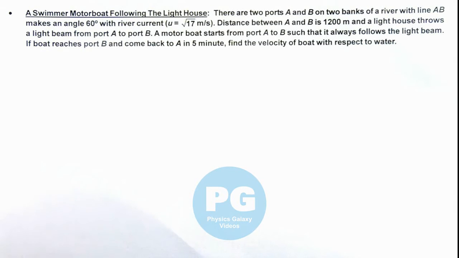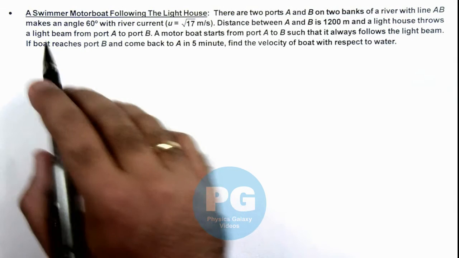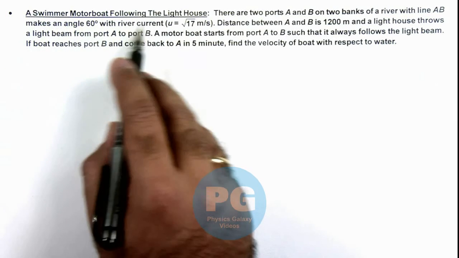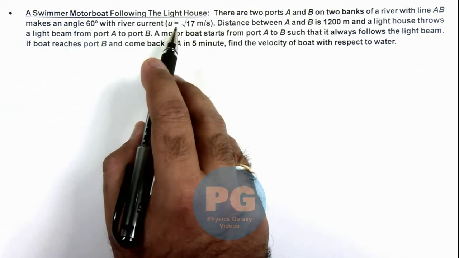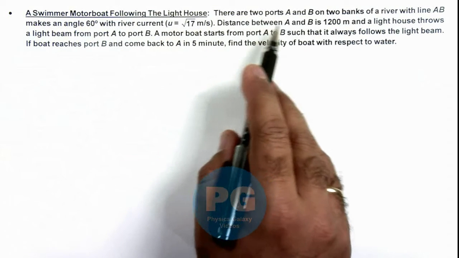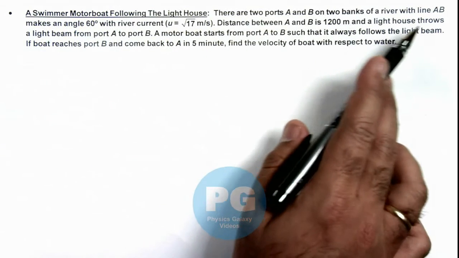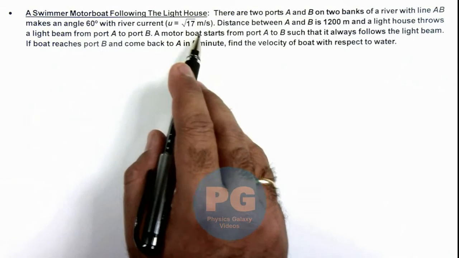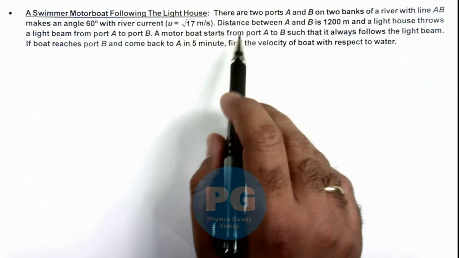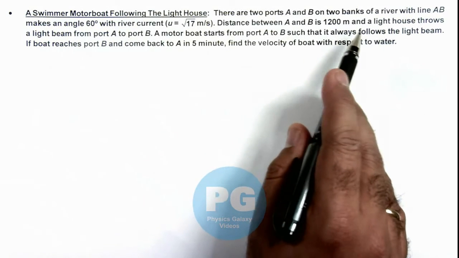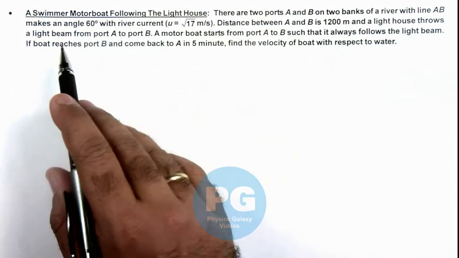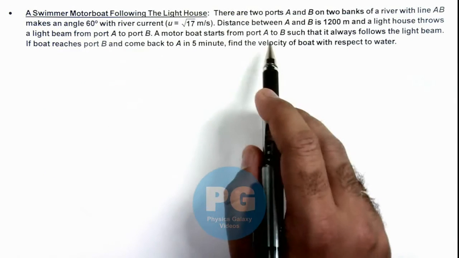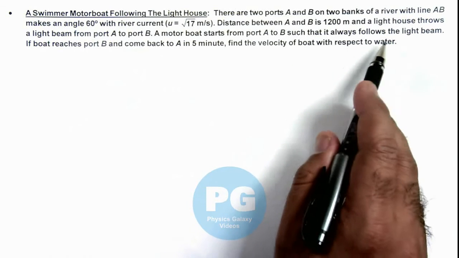In this illustration, we are going to discuss a situation in which a motorboat follows a lighthouse beam. Here we are given that there are two ports A and B on two banks of a river, with line AB making an angle of 60 degrees with the river current, which is root 17 meters per second. The distance between A and B is 1200 meters, and a lighthouse throws a light beam from port A to B. A motorboat starts from one port to another such that it always follows the light beam.